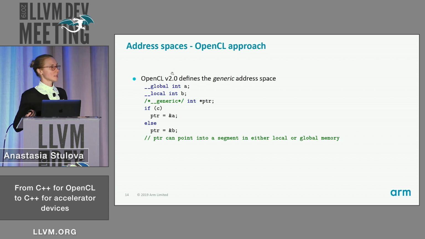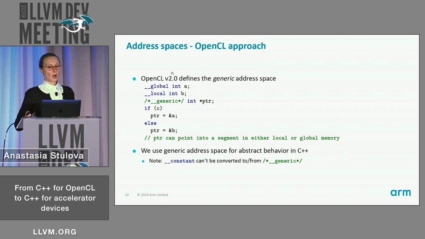And what it actually means is that the resolution of concrete memory segment has to happen dynamically. And we have to have either specialized hardware to do that, or we have to do some compiler tricks when we lower this program into machine instructions to be able to support this functionality. In OpenCL, we are going to use generic address space for the abstractions in C++. One complication here is that they have constant address space that isn't convertible to or from generic.